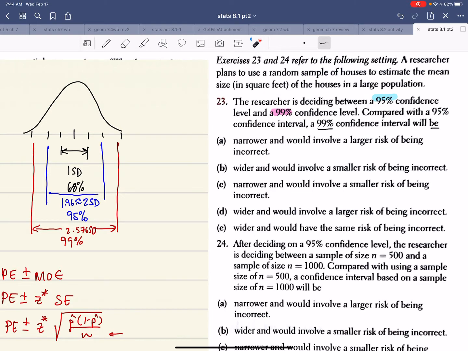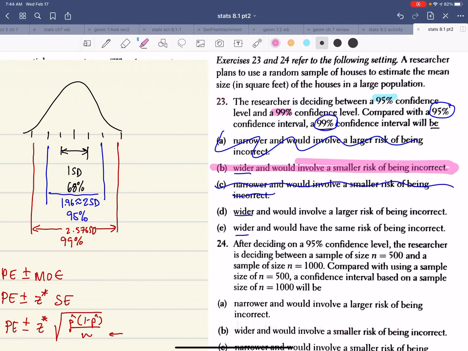So if we decided to pick a 99 compared with the 95, then the 99 is wider, correct? So I'm canceling A and C here, right? And then would it involve a smaller amount of risk or a larger amount of risk or the same? So we notice here that this would involve a smaller amount of risk because I'm wider, correct?